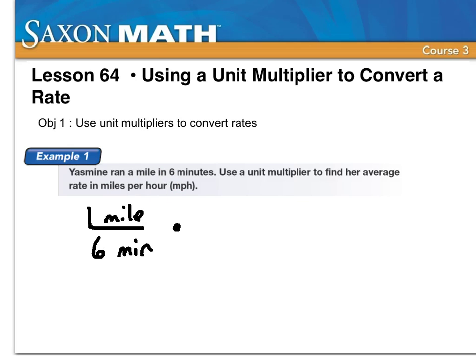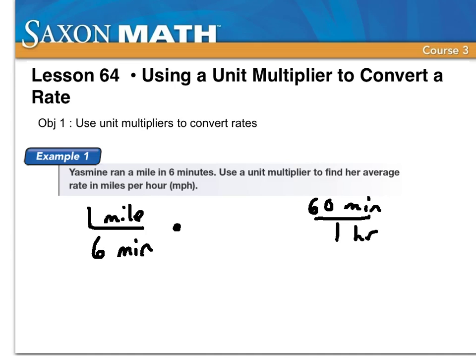If we want to write it in miles per hour, that means one of our two units is going to change. Well, the miles is going to stay the same. So I'm worried about the minutes. Since I need to change the minutes, I need to think of a unit multiplier that relates minutes to hours. So I'm trying to go from minutes to hours. Well, I know that 60 minutes is 1 hour.